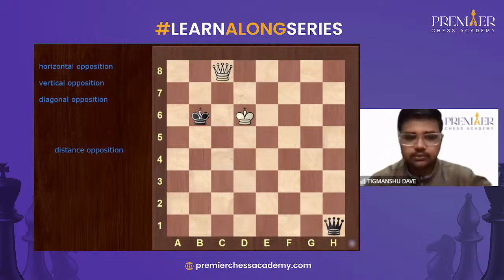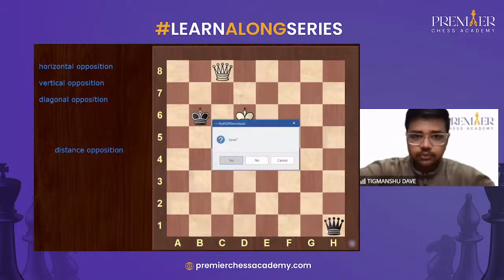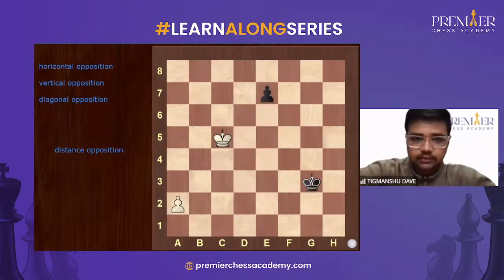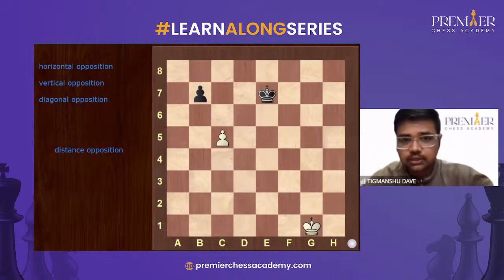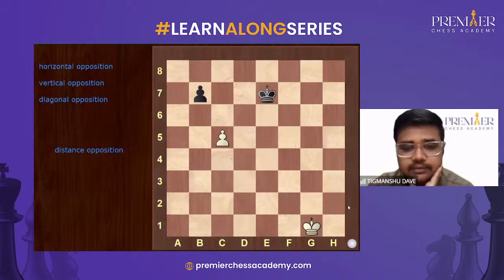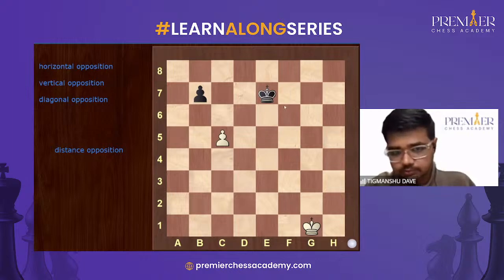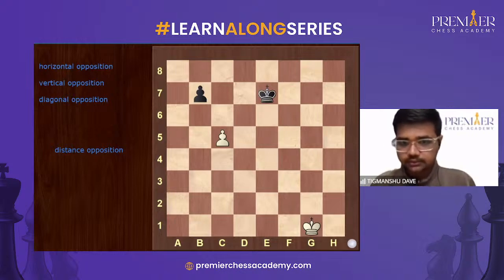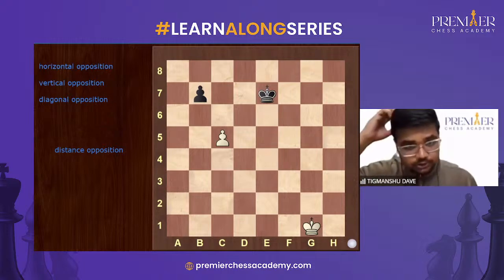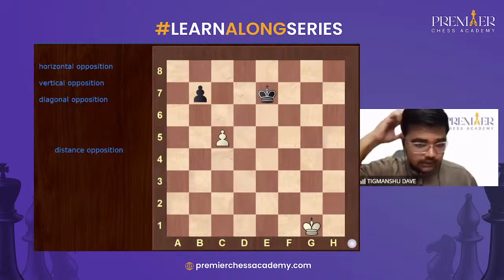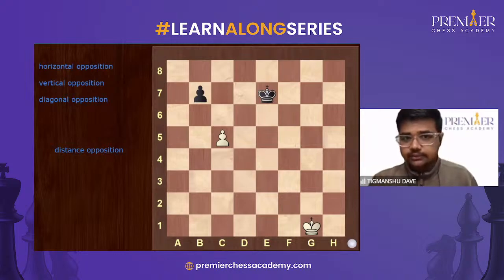And to end the stream, I'll just show you one position. You can take the screenshot of this position. It is white to play and make this game a draw. Just take the screenshot of this position, solve the position. You can solve the position at home, or also you can show it to your coach and ask him to explain it to you. It is white to play and draw.